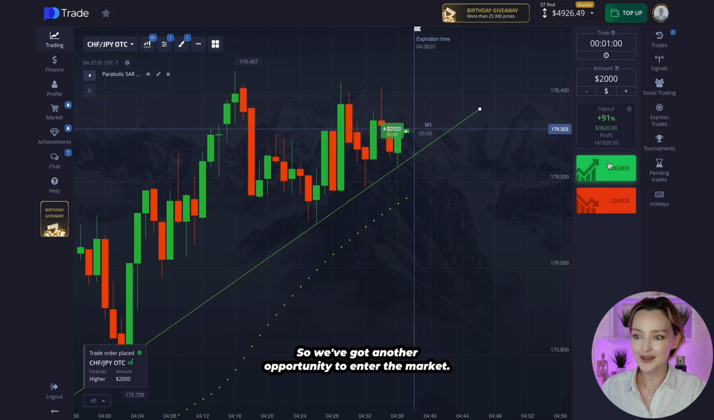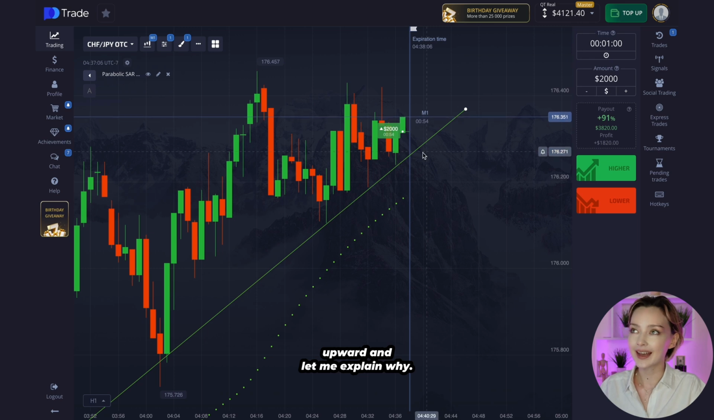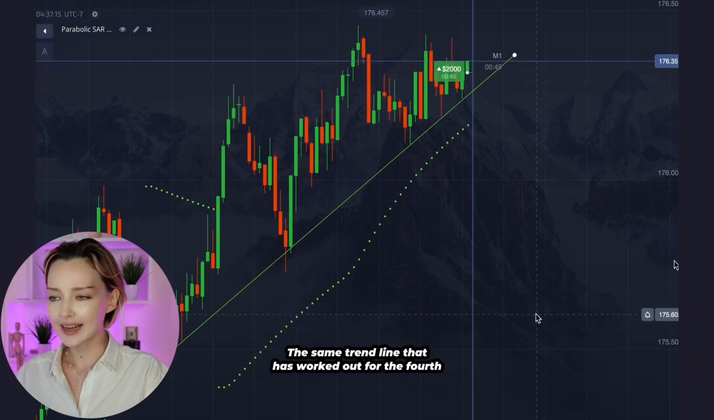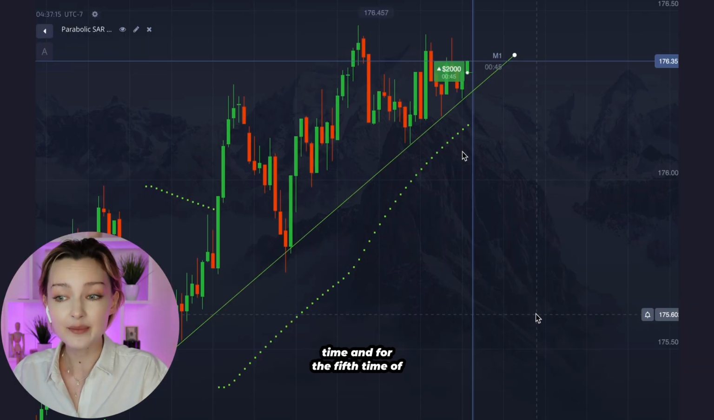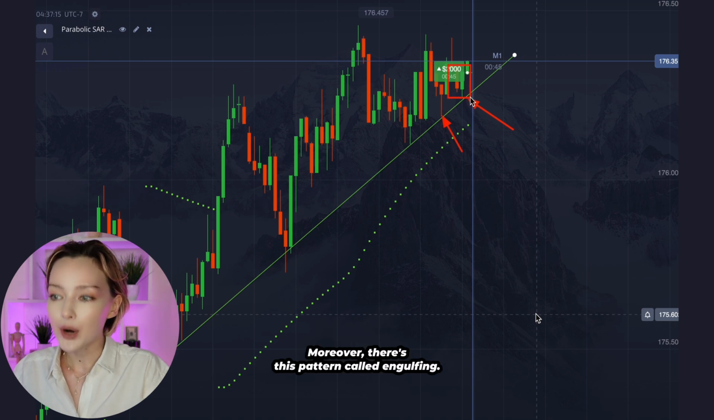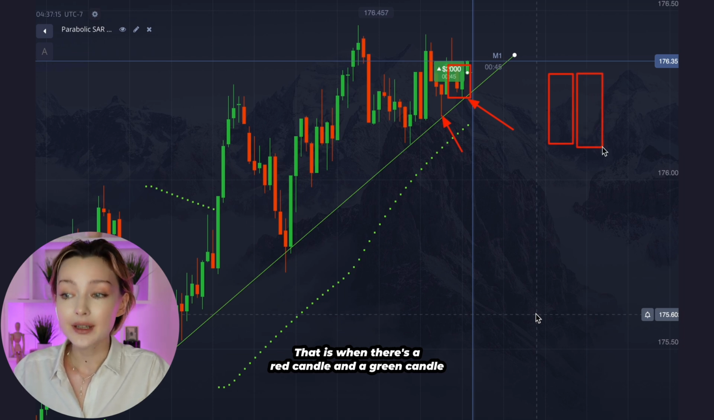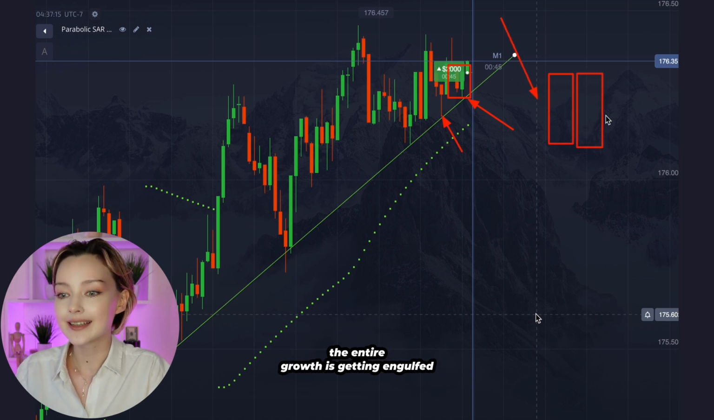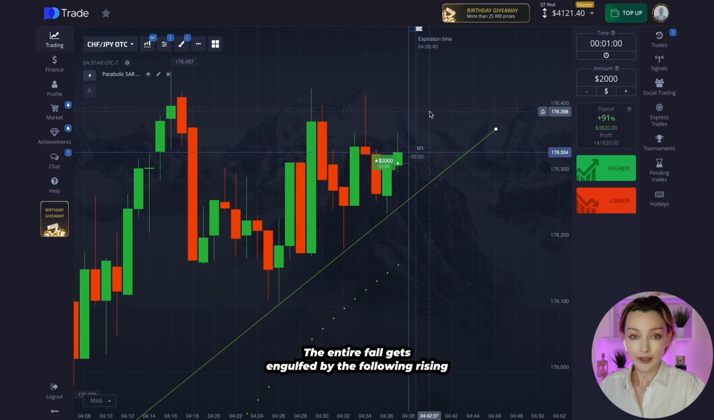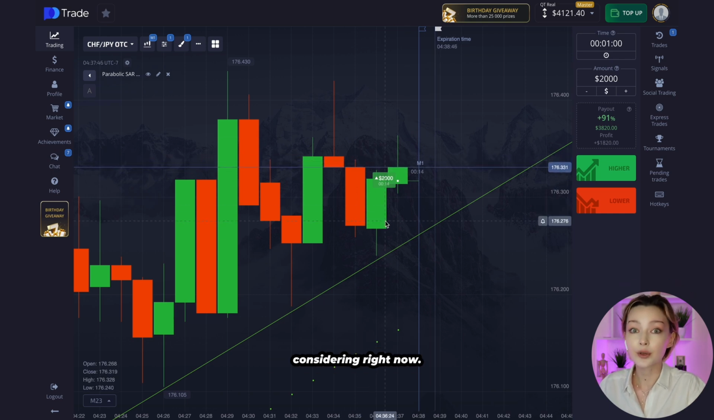So we've got another opportunity to enter the market. We're placing a $2,000 trade upward, and let me explain why. First things first, the same trend line has worked out for the fourth time, and for the fifth time, I believe. But moreover, there's this pattern called engulfing. That is when there's a red candle and a green candle, and the whole situation looks like the entire growth is getting engulfed by the following fall, or vice versa. The entire fall gets engulfed by the following rising candle, just like in this case we're considering right now.